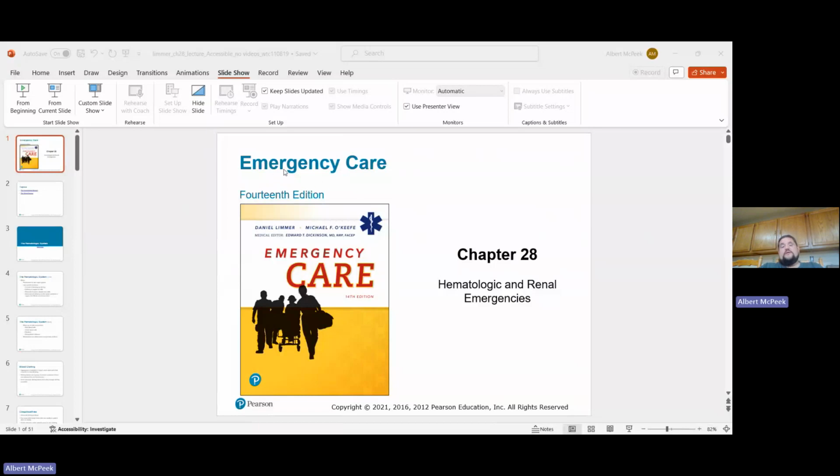Here are some questions. Does my patient have a history of sickle cell disease or ESRD? Does my patient have an AV fistula? And will I need to make an early request for ALS because of complications from a missed dialysis appointment?